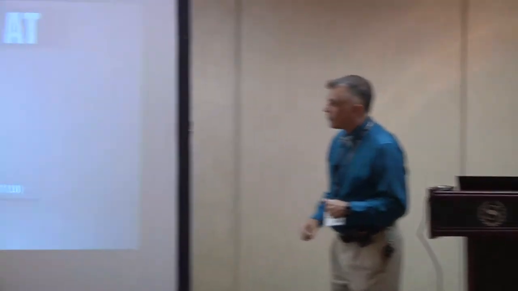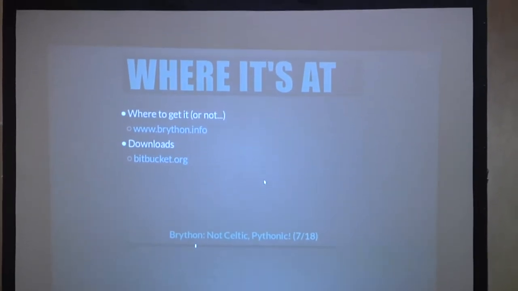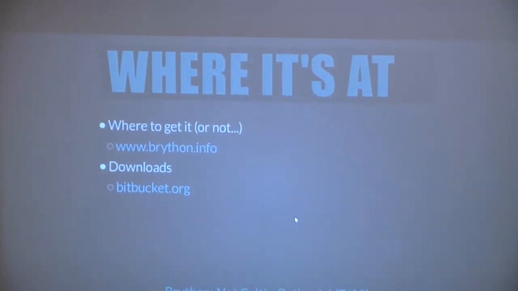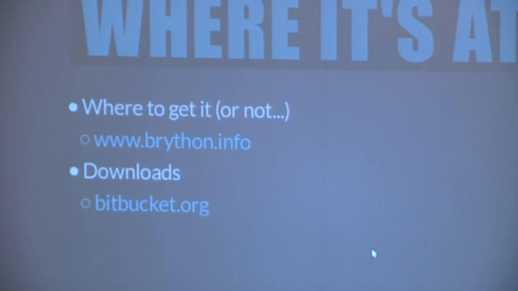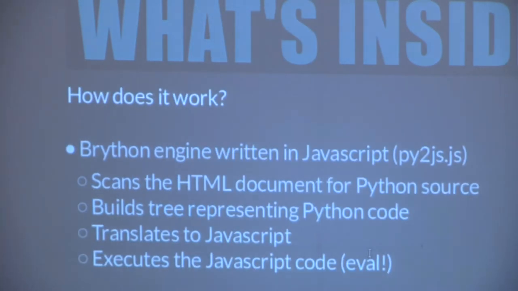And again, since this presentation will be available, you can follow at your leisure. I'm not going to go into the detail right now. So where to get it? You can go to Brython.info or Bitbucket. There's also a link on the Brython site to download it from Bitbucket, either in source form or an archive, so you can download it on your local machine. Or, as I mentioned, perhaps you don't want to install it, and we'll see how we can do that.